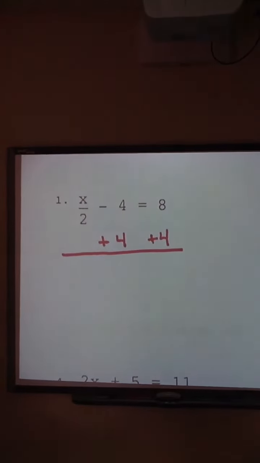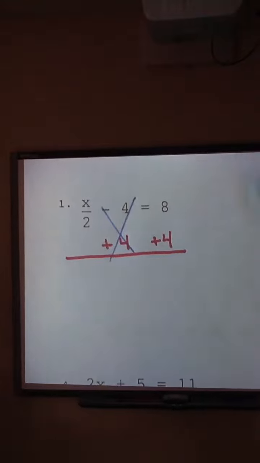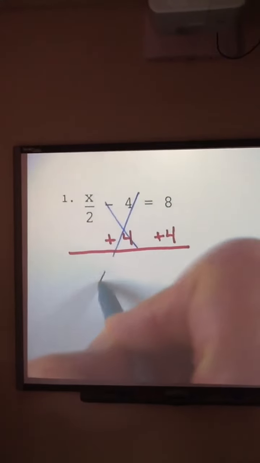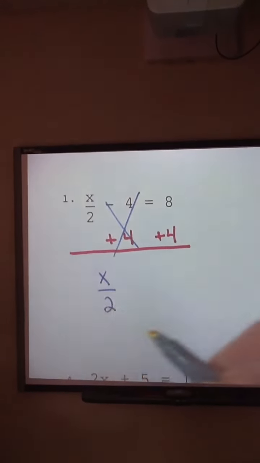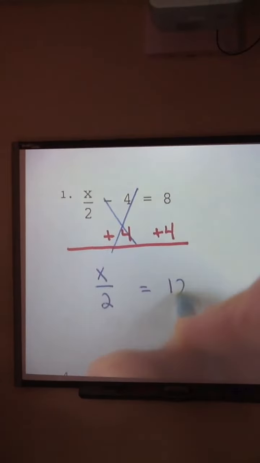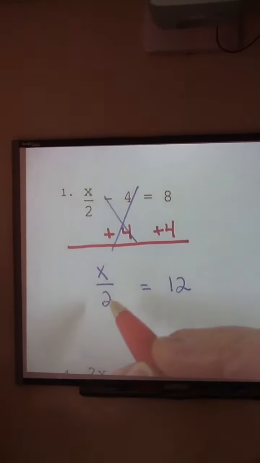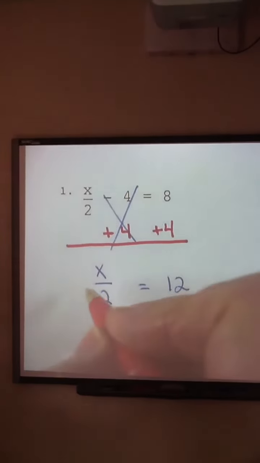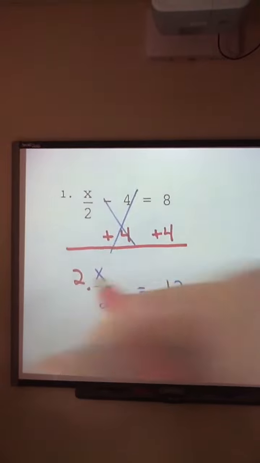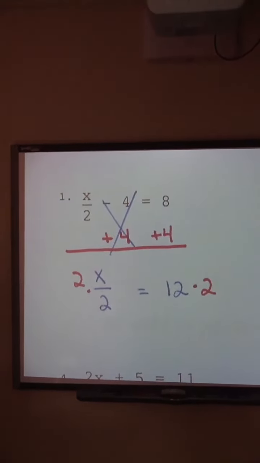The plus 4, along with the minus 4, eliminate each other. So on the left-hand side, we're left with x divided by 2. And on the right-hand side, 8 plus 4 is 12. Now we have to undo the dividing. The opposite of dividing by 2 is multiplying by 2. So we multiply both sides by 2.